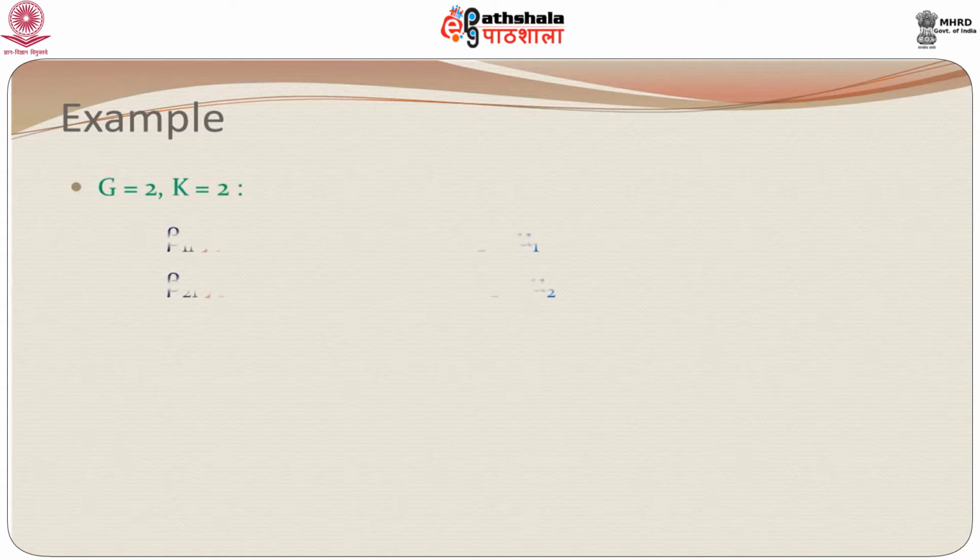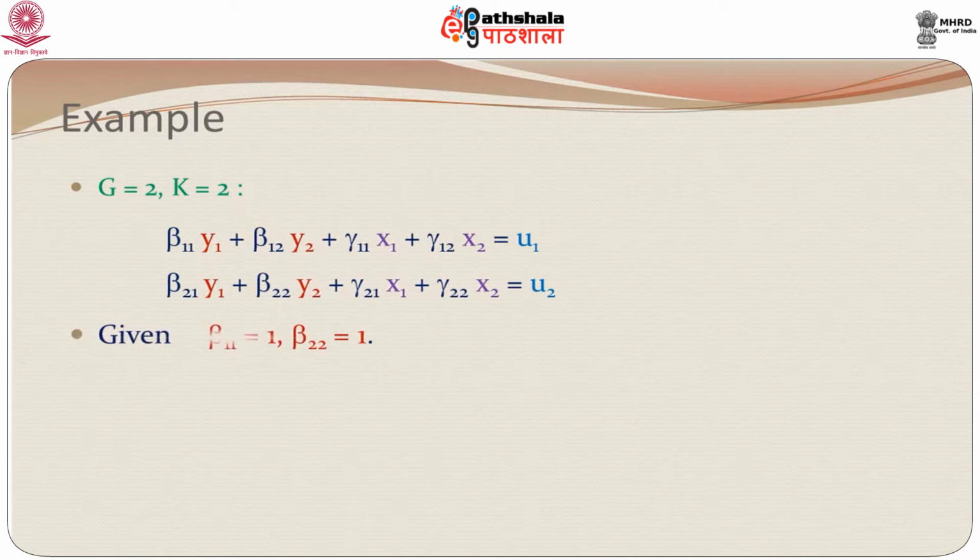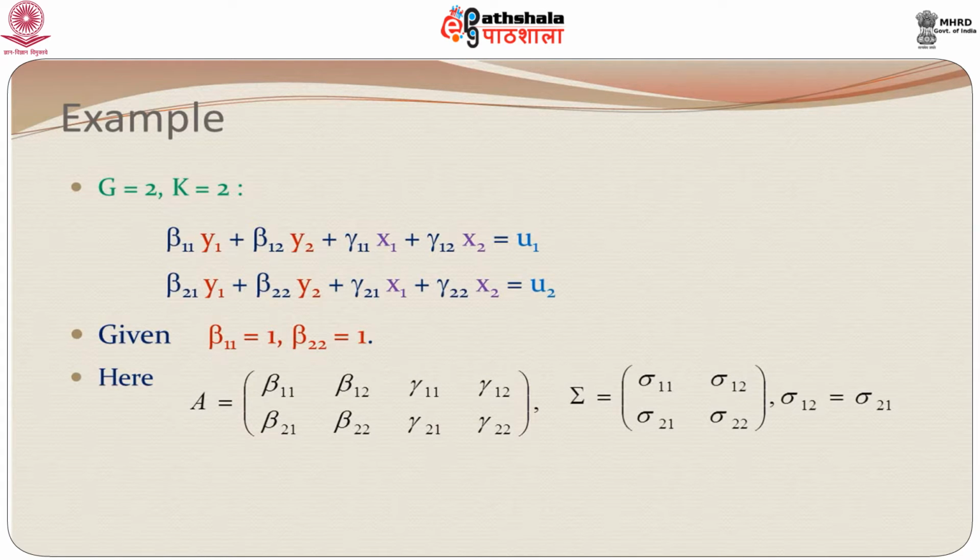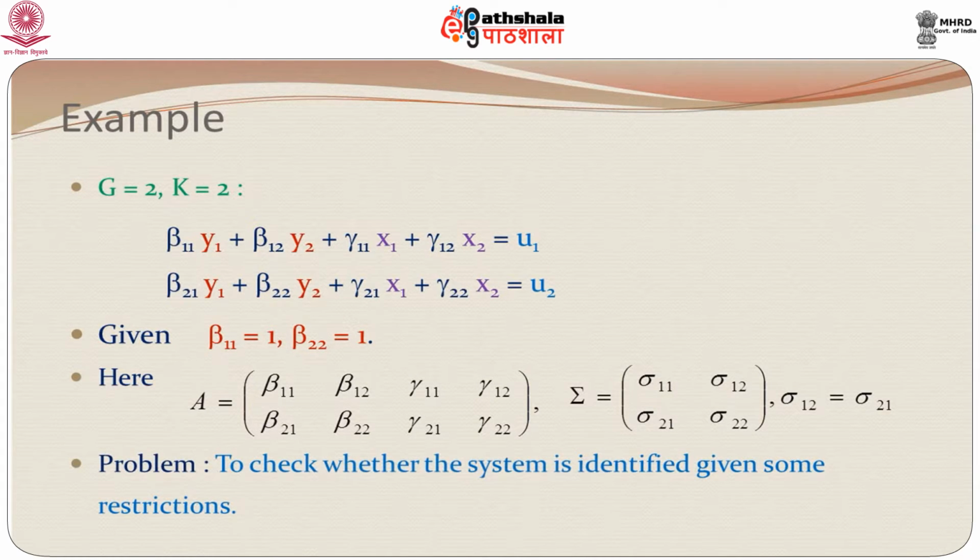Let us look at a few examples where we can use this technique. In this case, we will be taking g equal to 2 and k equal to 2 also. So, we have two endogenous variables and two exogenous variables, and hence the number of equations would be equal to 2 as well. Thus, the number of equations is always equal to the number of endogenous variables. Now, we have this condition, the normalizing condition, as we call it: beta 1 1 is equal to 1 and beta 2 2 is equal to 1 as well. We will be using these two conditions. These are a priori conditions.